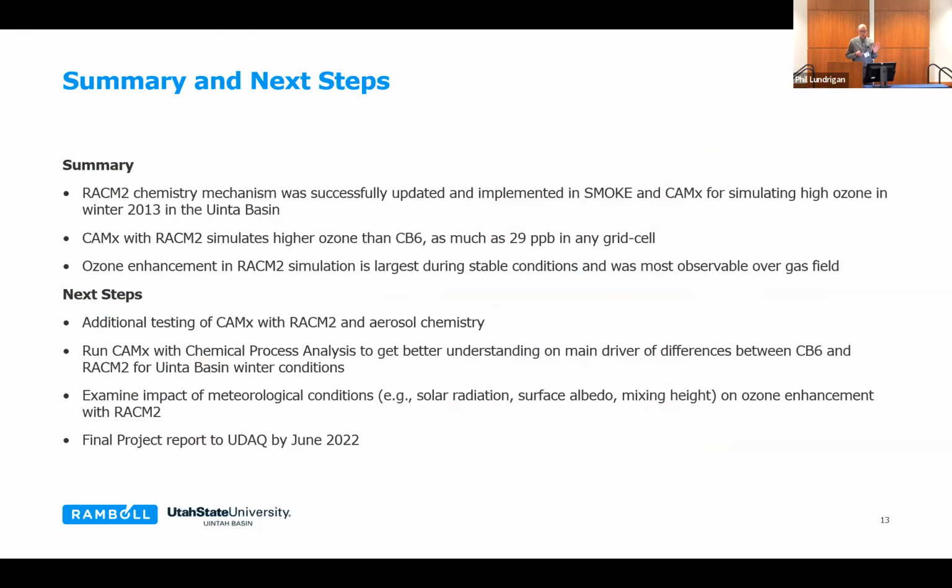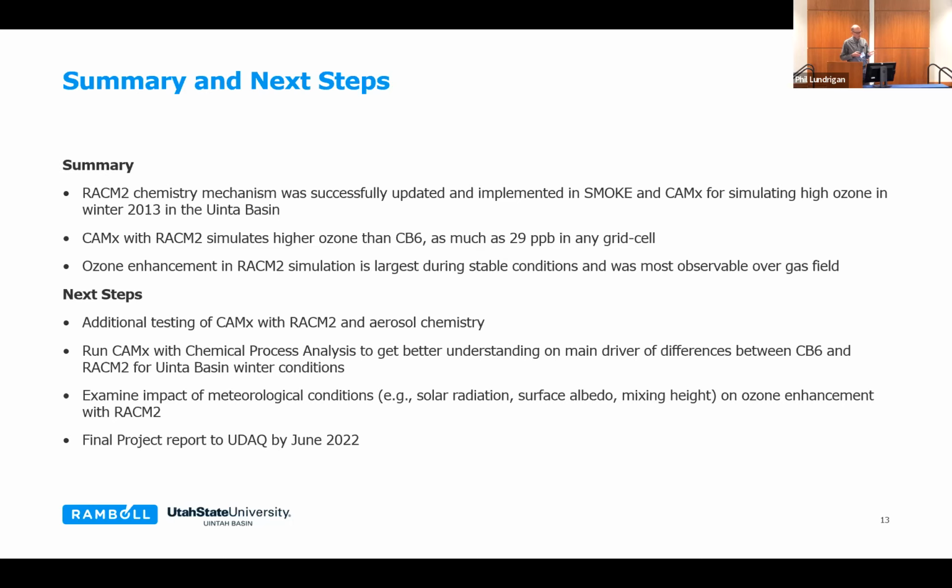So the summary then, this is where we're at. The RACM2 chemistry is implemented and it seems to be working for modeling these conditions. And it simulates more ozone than we get with the CB6 mechanism. And those enhancements are largest during the most stable conditions.